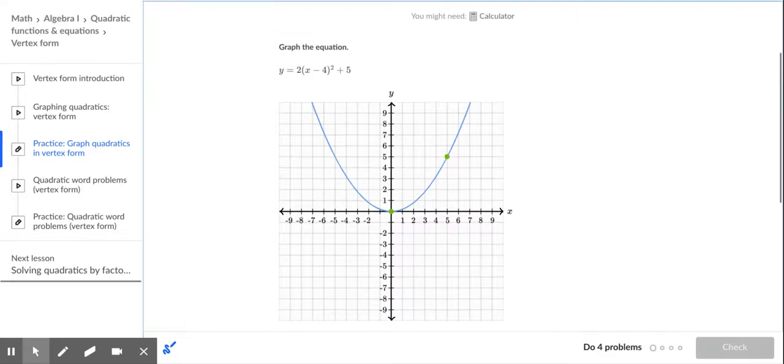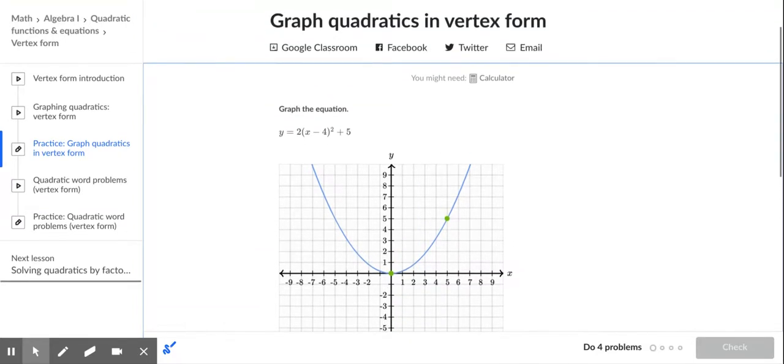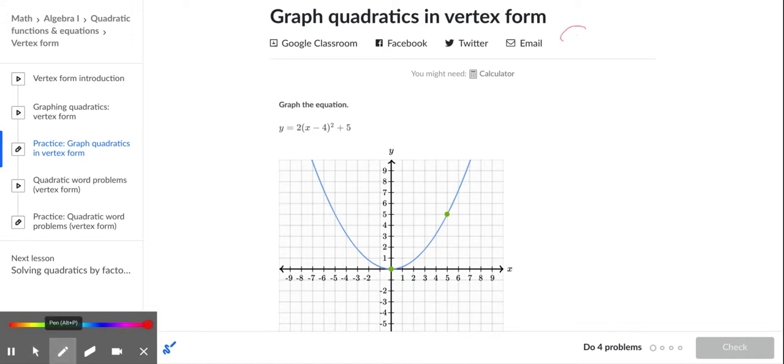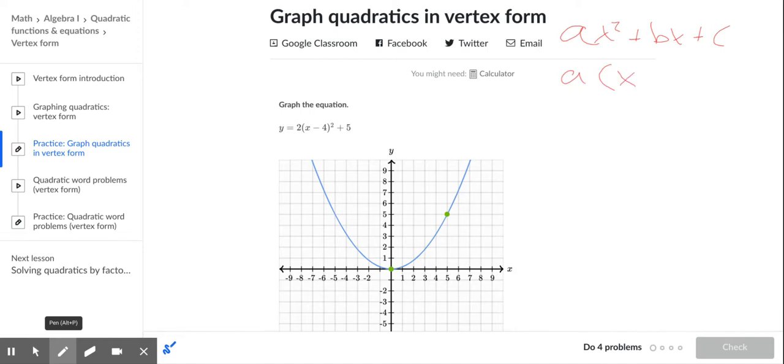Hey guys, in this video we are going to be talking about graphing quadratics in vertex form. So as we saw in the last video, this is what vertex form looks like. Just as a reminder, our three forms are standard form, which we talked about in the last video, vertex form, and factored form.